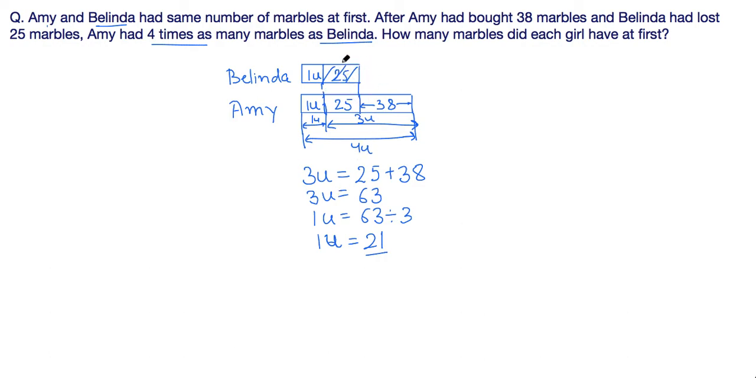So how many marbles did she have before she lost them? Before she lost them, she had 1 unit plus 25. At first Belinda had 1 unit plus 25, so you can just add 25 to 21, which will give you 46. So both the girls, not only Belinda but Emmy also, had 46 marbles at first.